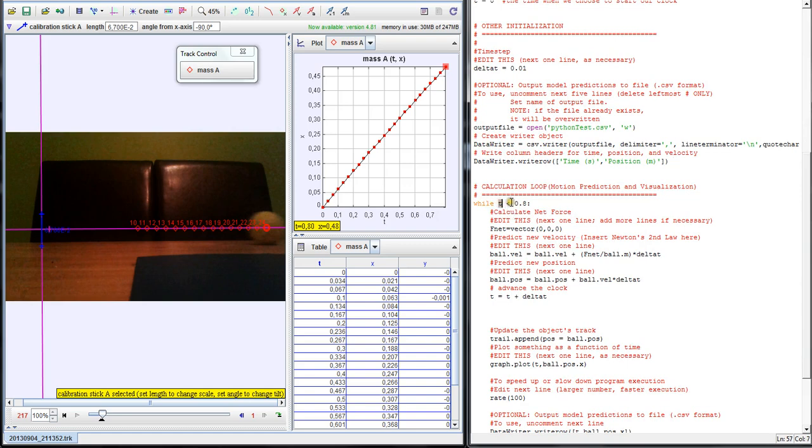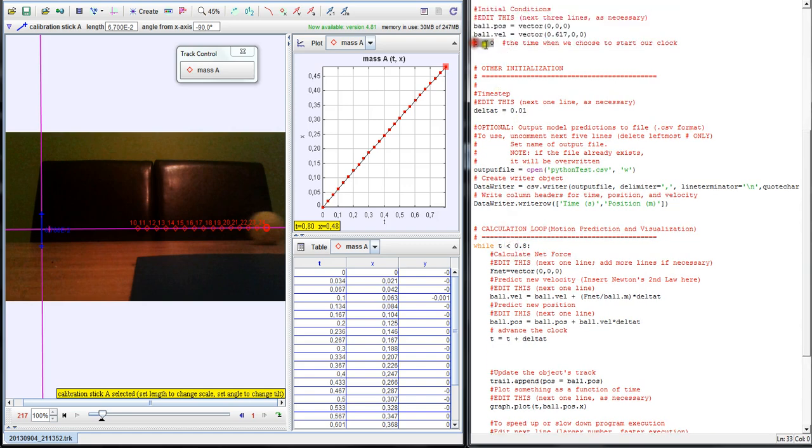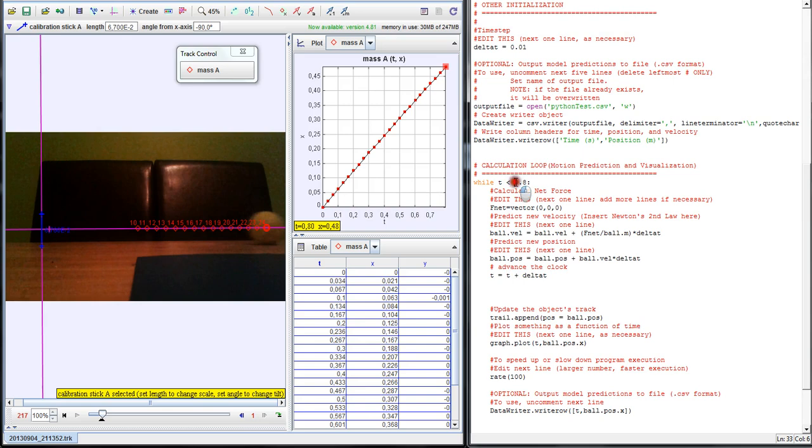Now, while the time, initialized at 0 seconds, is smaller than 0.8 seconds, we enter this loop where we iterate delta t, the 0.01 time step. Here we have issued our net force in vectorial component form, which is 0 on the x, 0 on the y, 0 on the z. This has to be 0 because there are no net forces involved when the object is moving at constant velocity. Using Newton's second law, we predict a new value as the loop progresses.